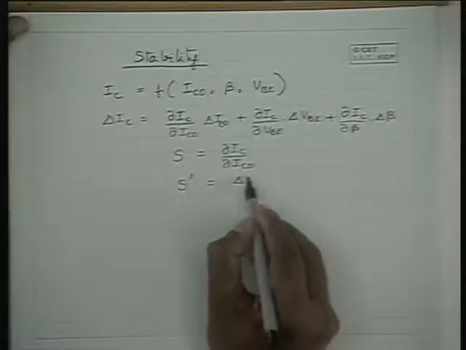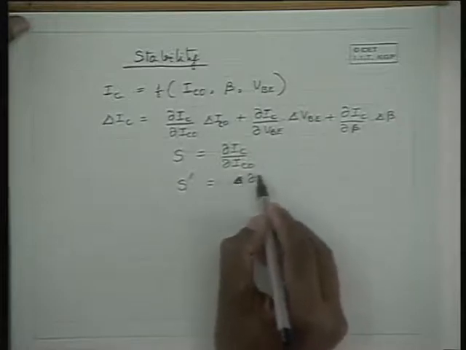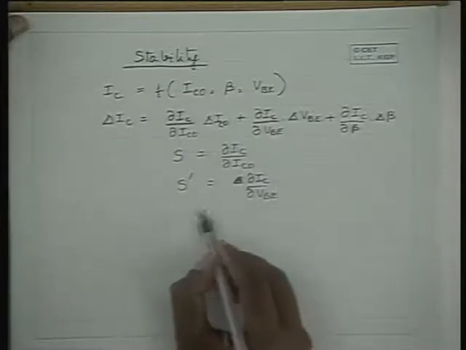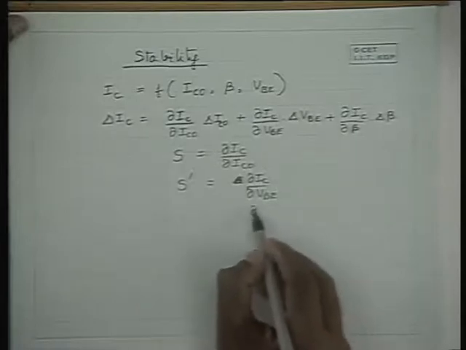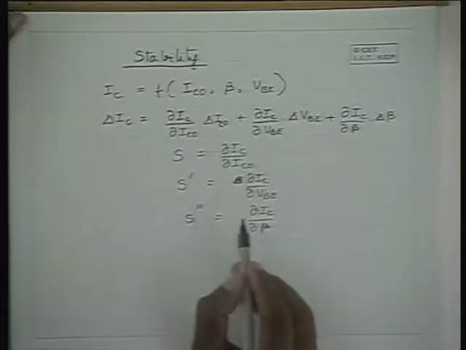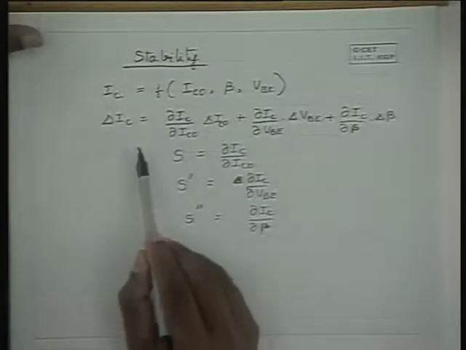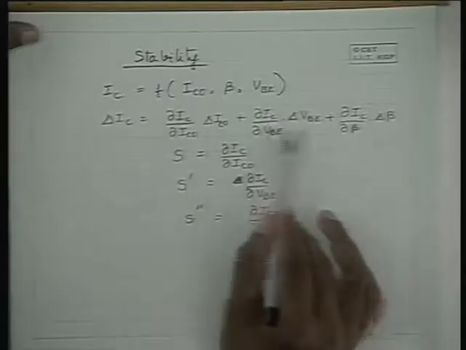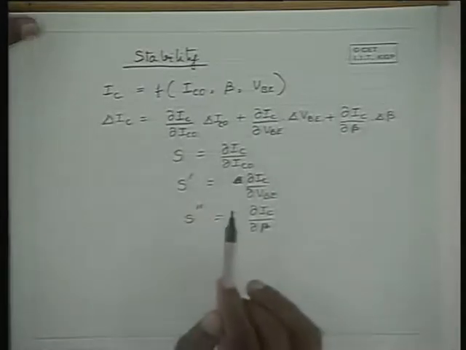Similarly, we can determine delta IC by delta VBE or dou IC by dou VBE as a stability factor S dash, and similarly we can represent dou IC by dou beta as the stability factor S double dash. And given the circuit and the particular transistor, if we know S, S dash and S double dash, we can determine the change in the collector current that takes place for given changes in IC naught, VBE and delta beta by substituting for these parameters here and the respective quantities there. You can determine delta IC.